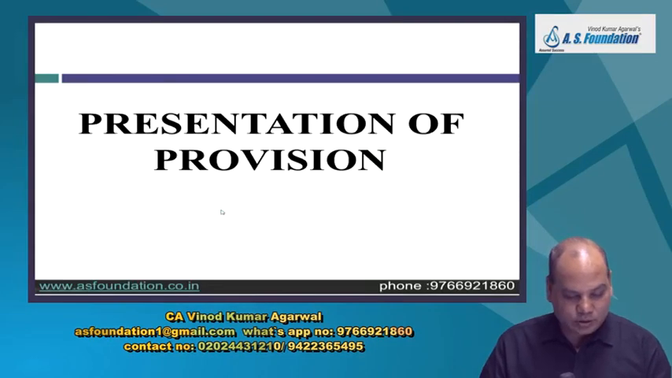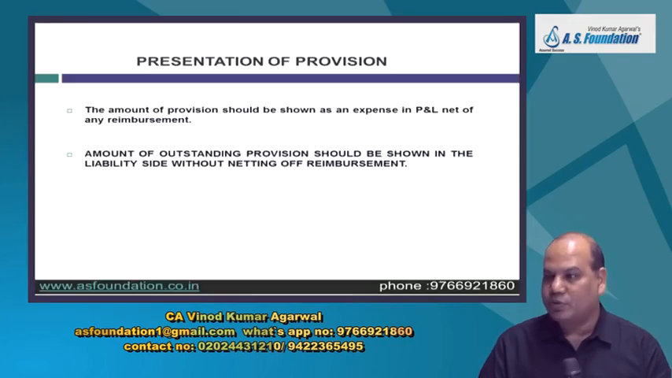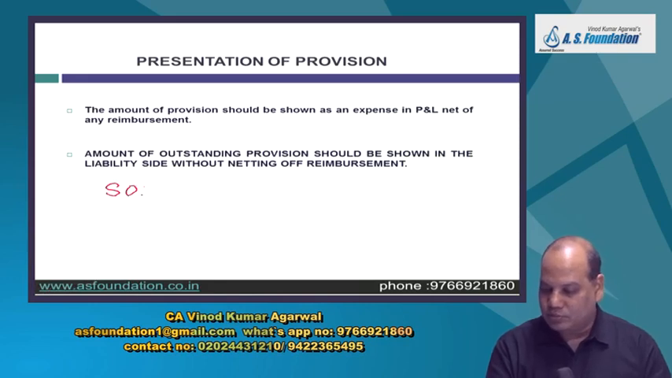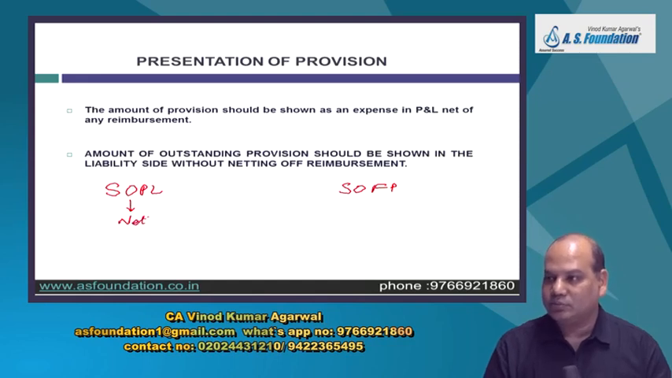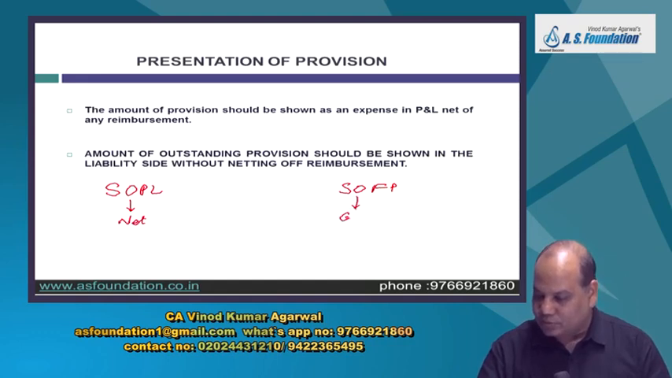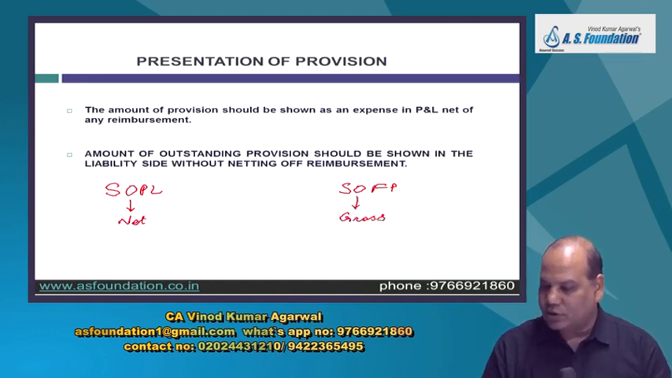So that was an example on best estimate. Now the next, in the same paragraph, continue, point number 7, presentation of provision. Presentation in 2 places, SOPL and SOFP. In SOPL, the presentation will be net amount. In SOFP, the presentation will be gross. What is net and gross?